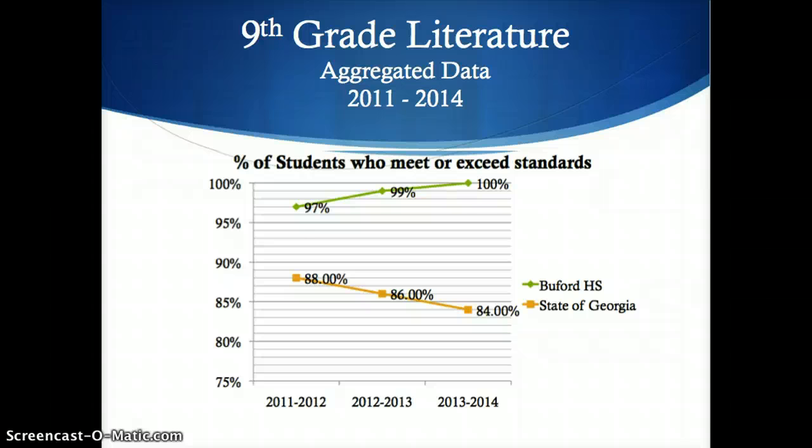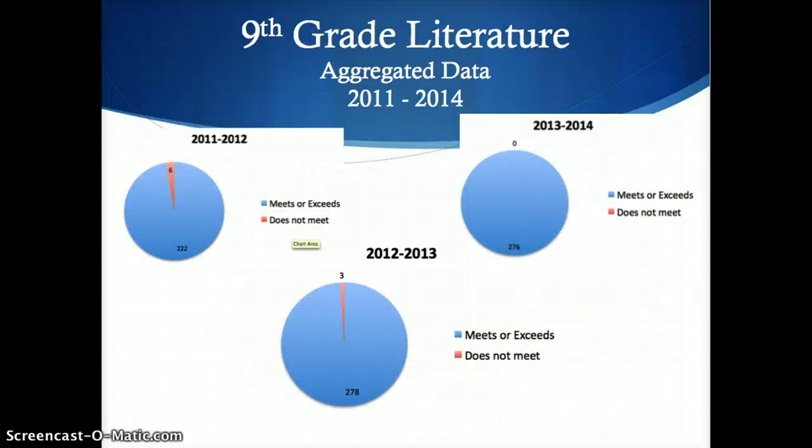The next chart is the same data in the circle graph chart. It gives a better perspective of parts to whole, as you can see that the number of students who did not exceed are very few compared to the students who met or exceeded the standards.